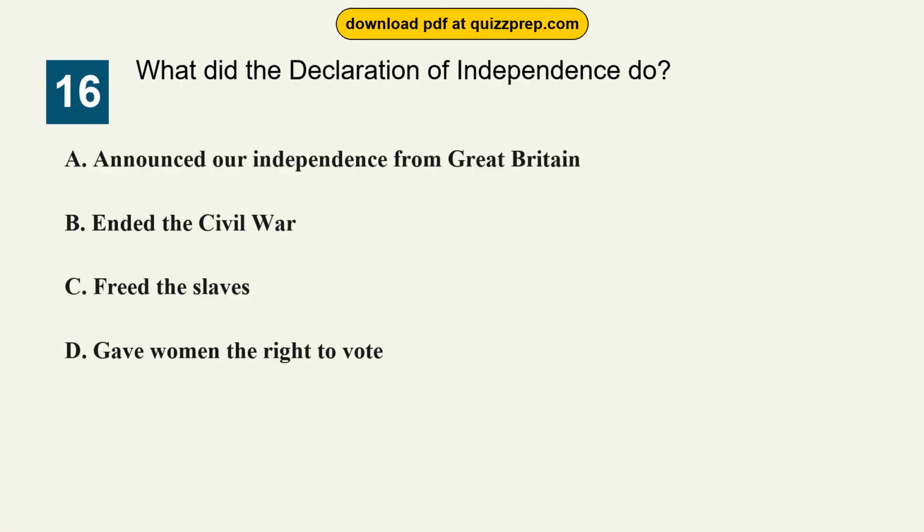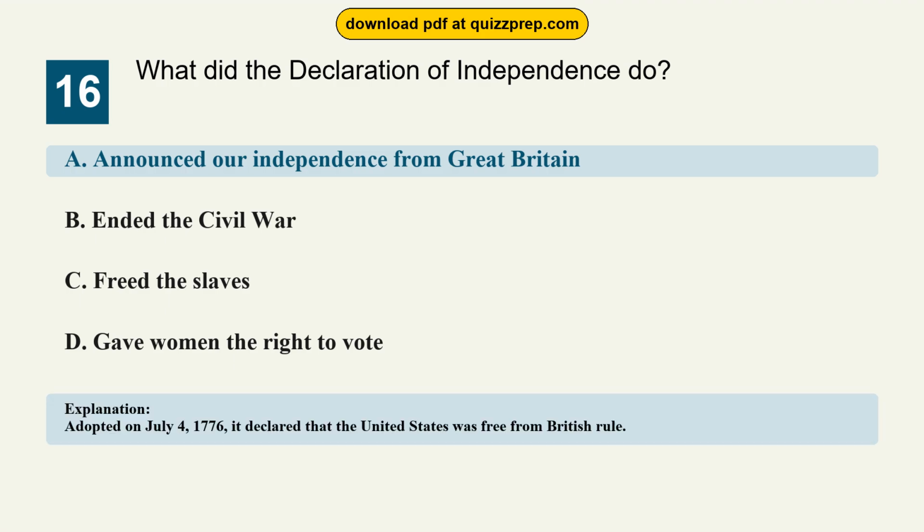Question 16. What did the Declaration of Independence do? Option A. Announced our independence from Great Britain. Option B. Ended the Civil War. Option C. Freed the slaves. Option D. Gave women the right to vote. The correct answer is option A. Announced our independence from Great Britain. Adopted on July 4, 1776, it declared that the United States was free from British rule.